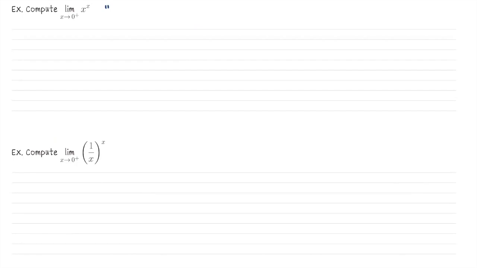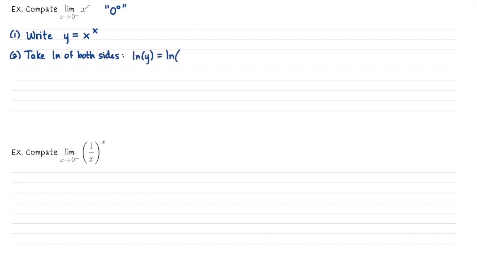So this is going to something of the form 0 to the 0. You just can't look at that and know, is it 0? Is it 1? Is it a different number? So here's the strategy. Let's write y equals x to the x. Just going to take what I'm taking the limit of and turn it into something that looks like a function. Then take the natural log of both sides. So natural log of y is natural log of x to the x. But by one of the properties of natural log, that's x, natural log of x.